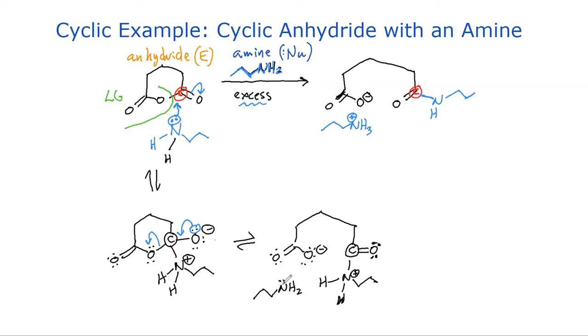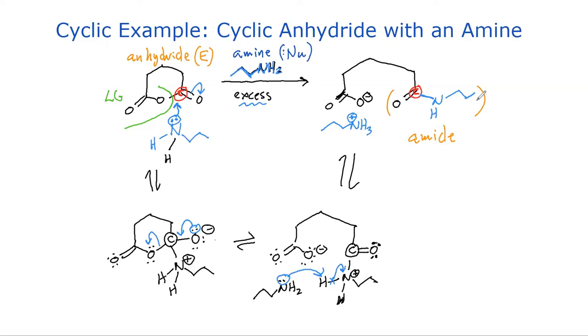So we'll have a second equivalent of that amine coming in, pick up that extra hydrogen from the amide. Now an amine can be protonated. Amides are not going to be protonated except under extremely acidic conditions. So this needs to lose its extra hydrogen.